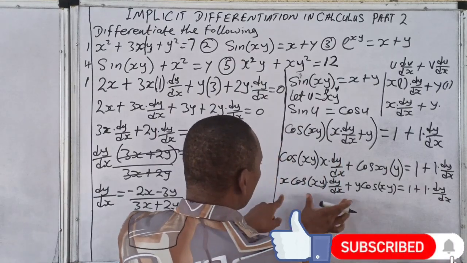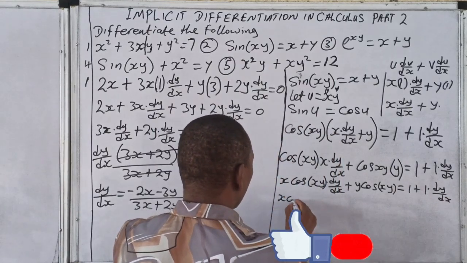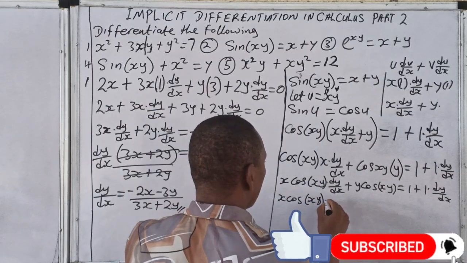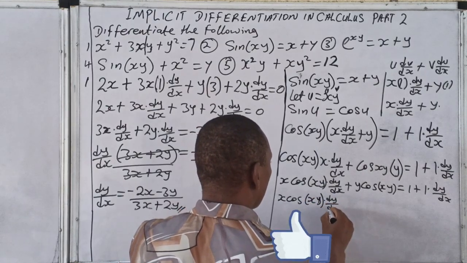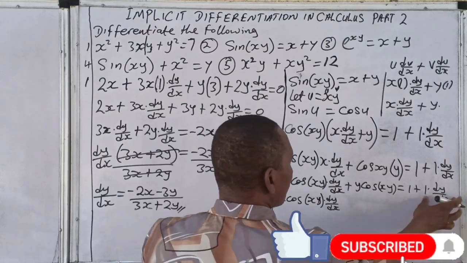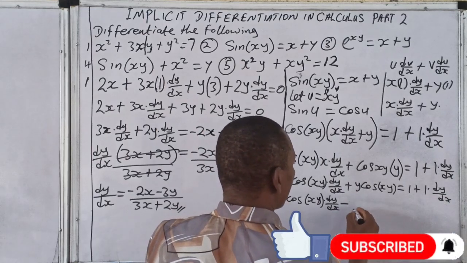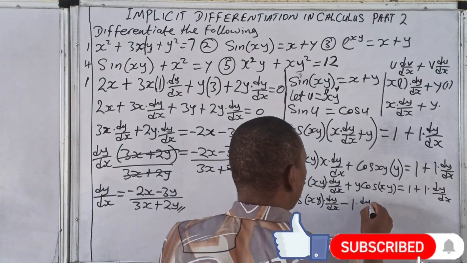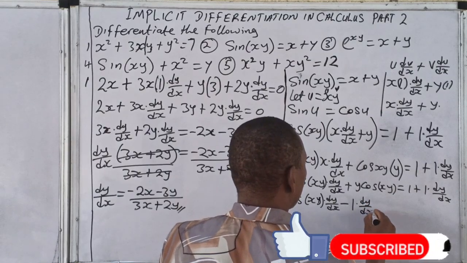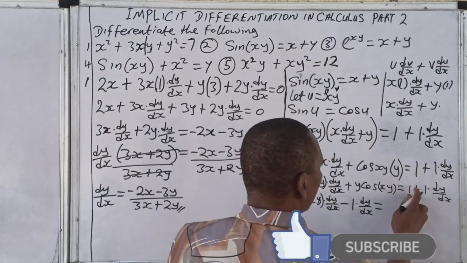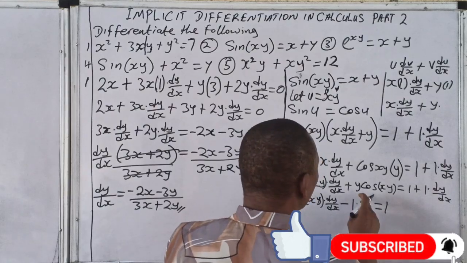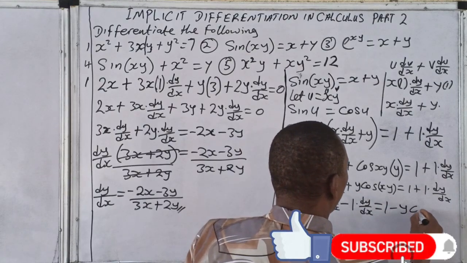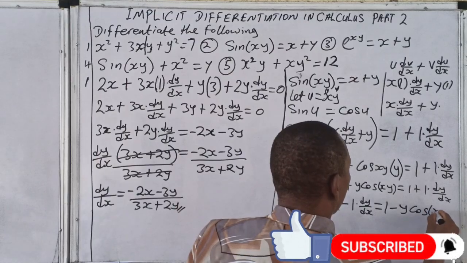This will come. Let me pick this first. So now I have x cos(xy) dy/dx. Now this will come to this side, will become minus 1 dy/dx, equal to, now we have 1 here, 1. Now this will move to this side, now have 1 minus y cos(xy).